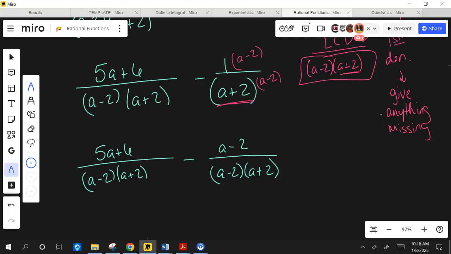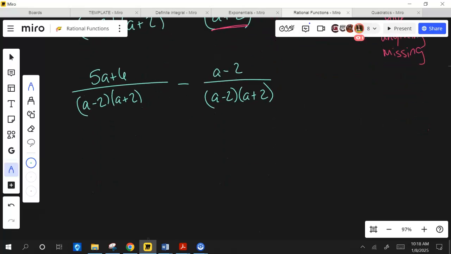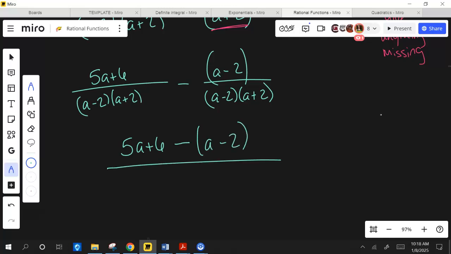Combine the numerators. 5a plus 6 minus, now make sure you put this in parentheses, otherwise you're only going to end up subtracting the a in front and not the whole top. So minus a minus 2 over, still got that same LCD that keeps following it down.